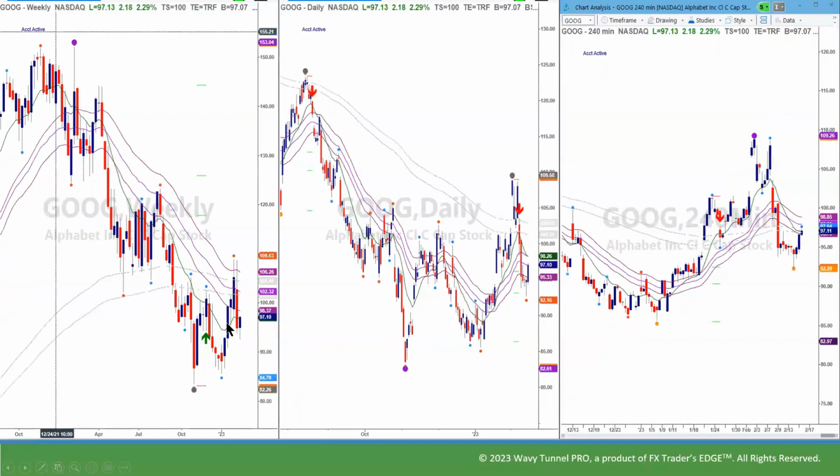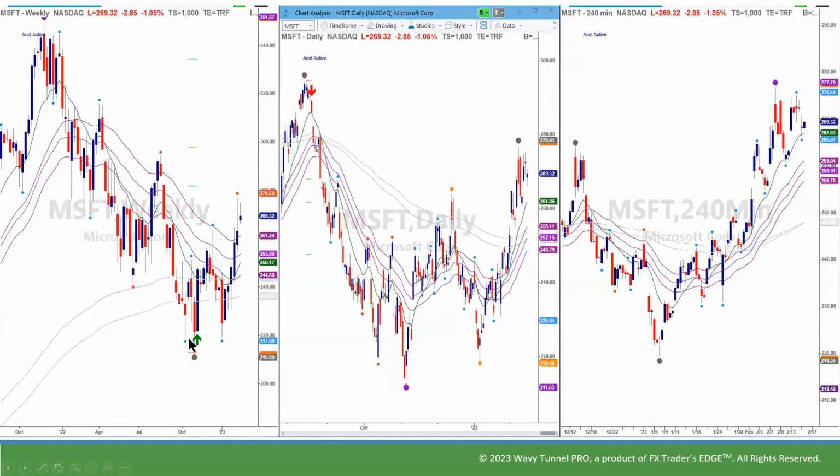Here's Google. Google, very sideways market, but we also got the green dot to buy. Microsoft, same thing. Also, we got the gray dot. I said green dot, gray dot to buy. And then we had a nice steep correction. This is a very nice entry for Microsoft.